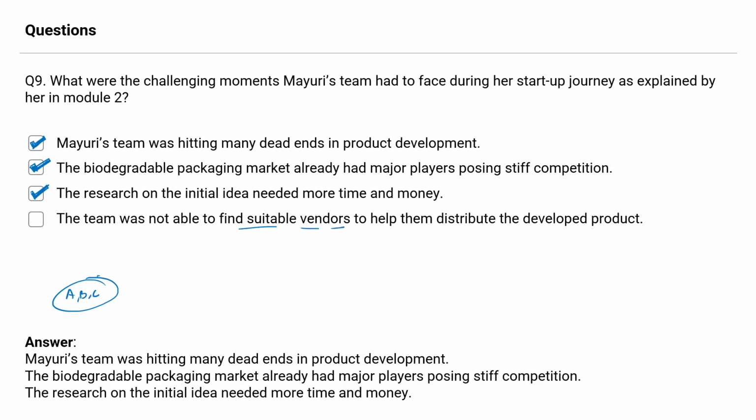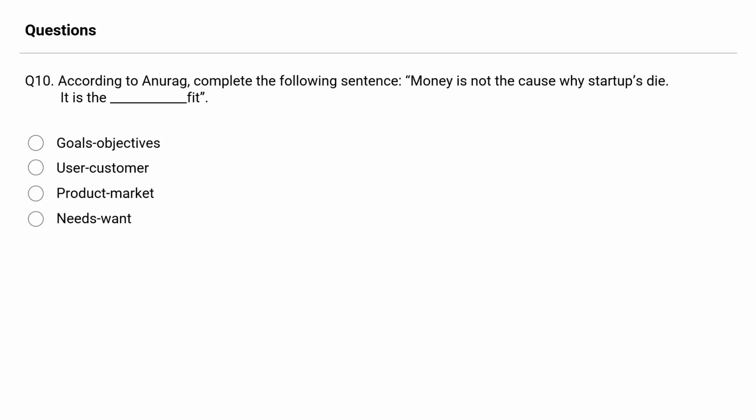Right. Let's come to our last question. Last question for week two. According to Anurag, complete the following sentence. Money is not the cause why startups die, it is the dash fit. So you need to tell me what should be the right blank here. Is it the goal objective? Is it the user customer, product market, or needs want fit?